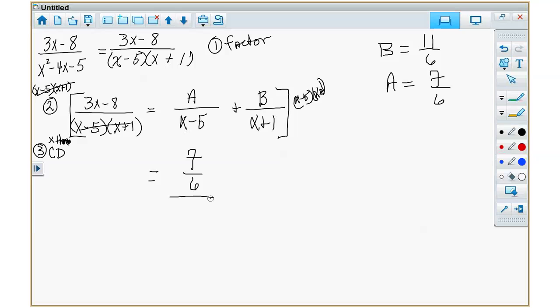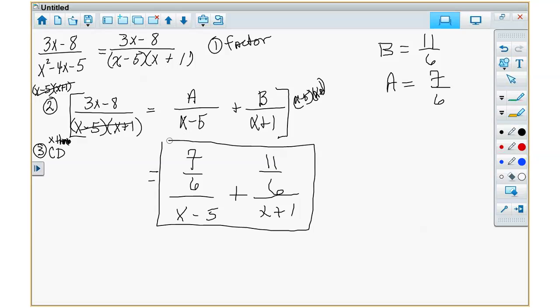over x minus 5 plus 11/6 over x plus 1. This is called decomposition of a rational function. Now, if you want this, then you have to add these two.